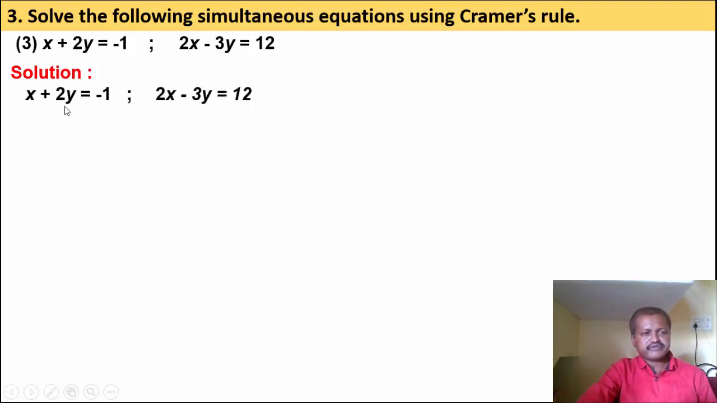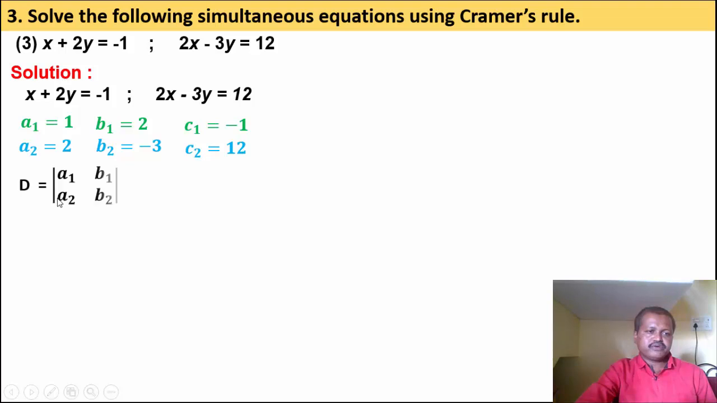Now compare this equation. This first equation as a1 x plus b1 y is equal to c1, you get a1 is equal to 1, b1 is equal to 2 and c1 is equal to minus 1. Now this second equation you compare as a2x plus b2y is equal to c2. You get a2 is equal to 2, b2 is equal to minus 3 and c2 is equal to 12.